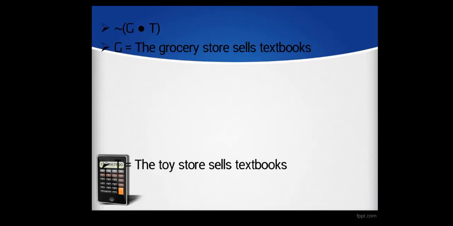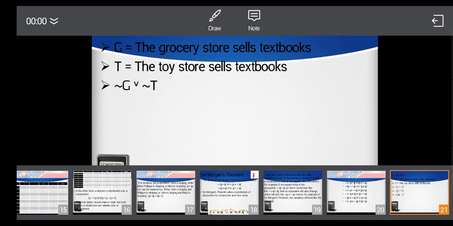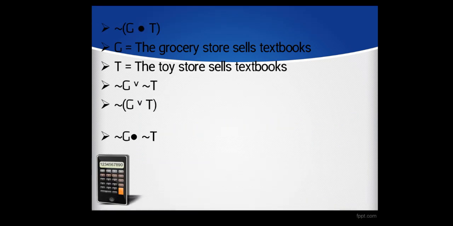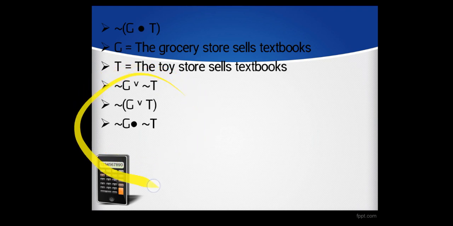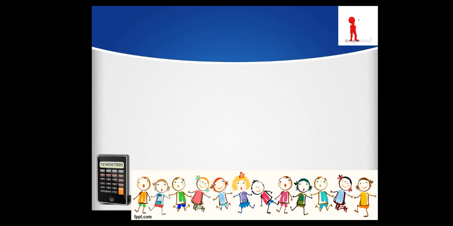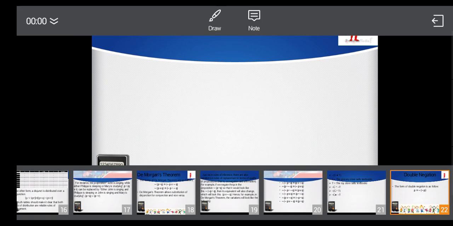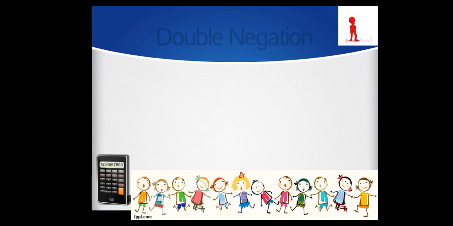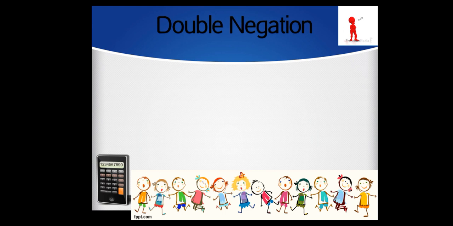And for the last one, the grocery store does not sell textbooks and the toy store does not sell textbooks. That's it. So that is for De Morgan's theorem. Now, we will move on to the double negation.